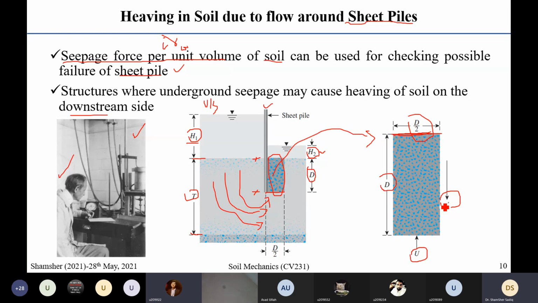Okay, so Zain. Okay, Mehran, can you revise this slide? What Professor Terzaghi has told us about the heaving and what is heaving?